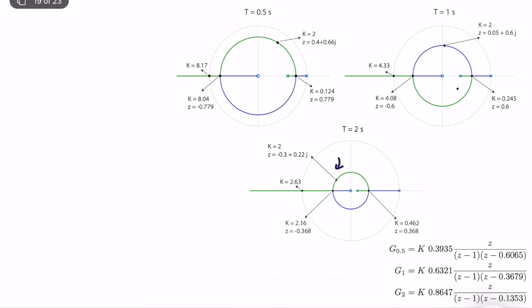Okay, K is equal to 2 here. Okay, that's good. So now it's better to compare these results. Before going to the quantitative analytical comparison, I will draw you the step response of the system.